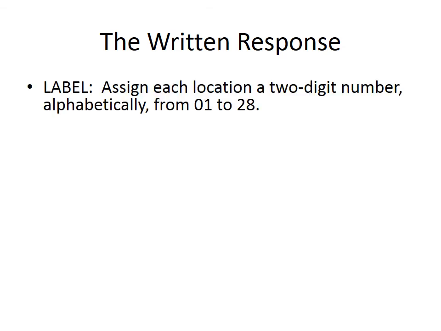Now that you've seen the problem worked out, I want to go over with you how you should write your written response. So every written response should show the same thing. You want to show that you understand exactly how to explain this protocol for choosing a simple random sample. So first, label. You literally want to write, assign each location a 2-digit number alphabetically from 01 to 28.